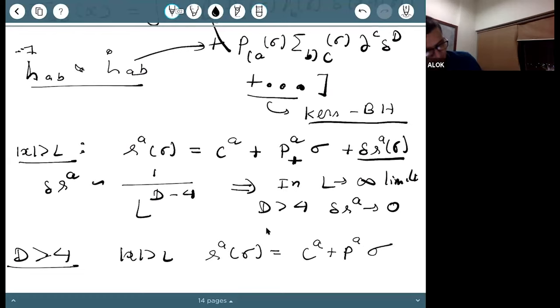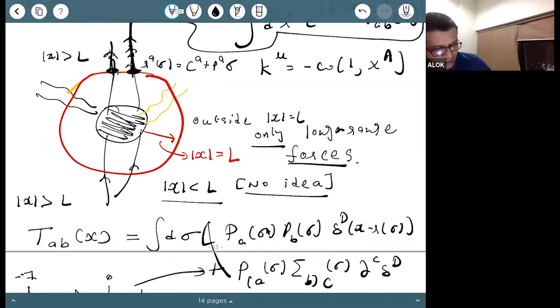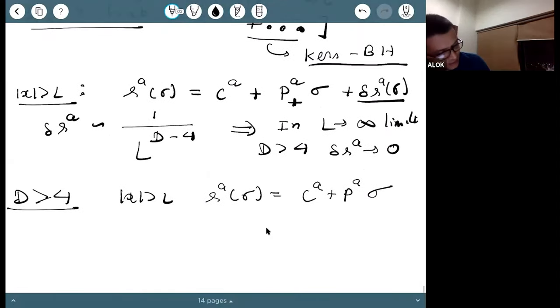Sigma, where C^a is just the position the object will take at L. So if this is the particle that I'm following, and its trajectory R^a(sigma), I start here at sigma equal to 0, and then I go up, and this trajectory is C^a plus P^a sigma. I'm assuming it's a free particle, just for a moment when d is greater than 4. The only other thing I have to use is the fact that the total stress energy tensor is locally conserved with respect to the eta metric, which Weinberg nicely shows also in his book.